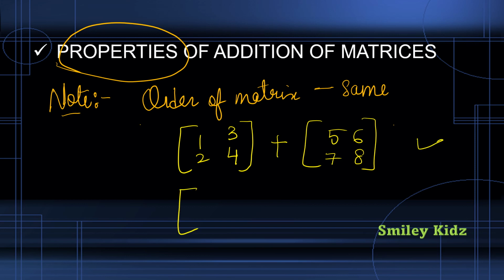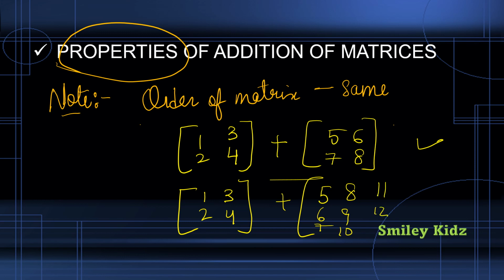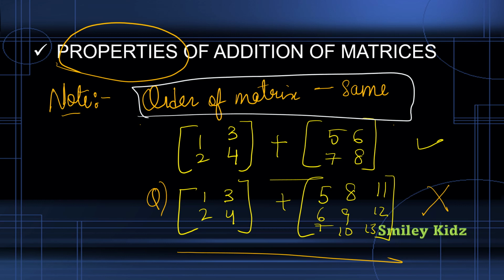But if I say 1, 2, 3, 4 and on the other hand I have 5, 6, 7, 8, 9, 10, 11, 12, 13. Now, if you're wondering if I can actually solve this, no, it is not possible, because for adding matrices, you must make sure that the order of the matrix must be same. Here you have 2 cross 2 and here you have 2 cross 2. So addition is possible over here. On the other hand, we have 2 cross 2 and 3 cross 3 over here, which is impossible to solve.